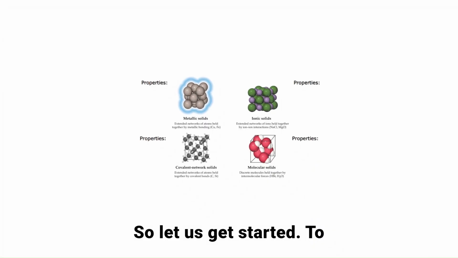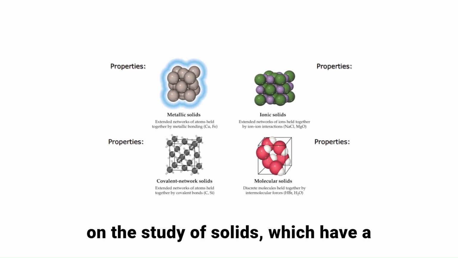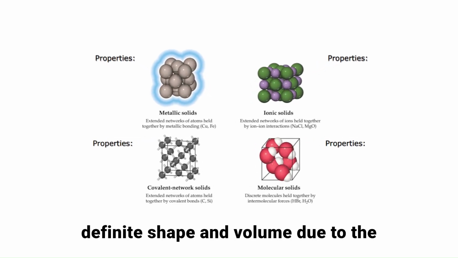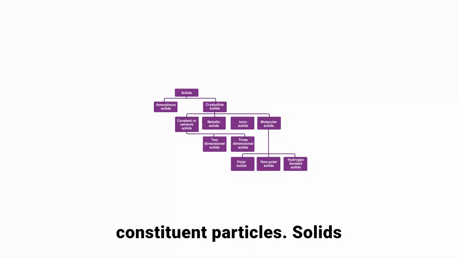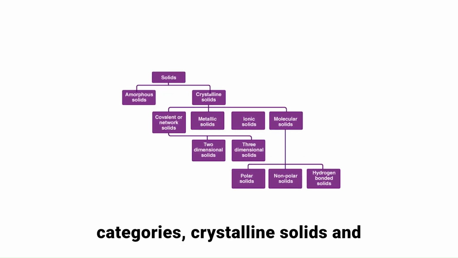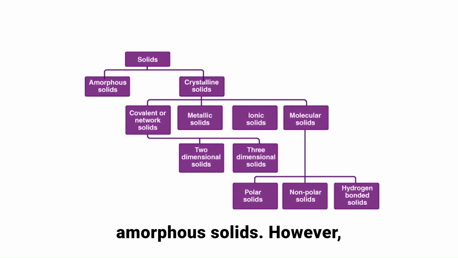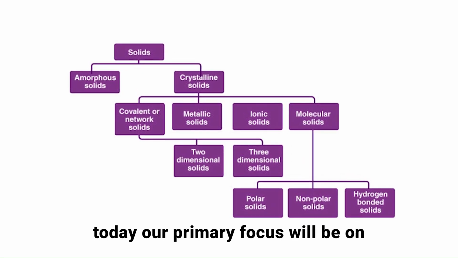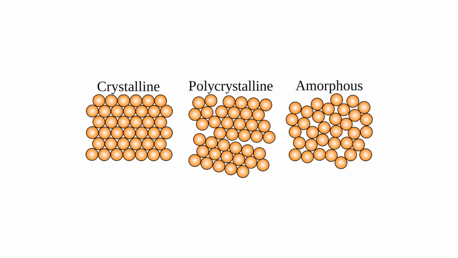So, let's get started. To begin with, solid-state chemistry focuses on the study of solids, which have a definite shape and volume due to the strong forces of attraction between their constituent particles. Solids can be broadly classified into two categories: crystalline solids and amorphous solids. However, today our primary focus will be on crystalline solids and the types of defects that occur in them.